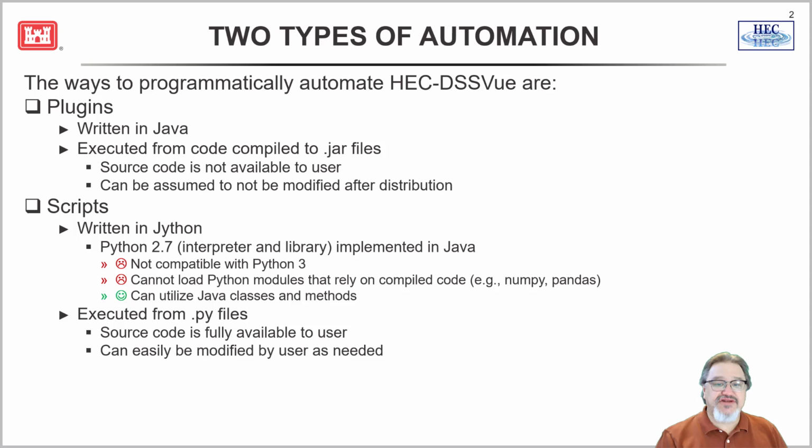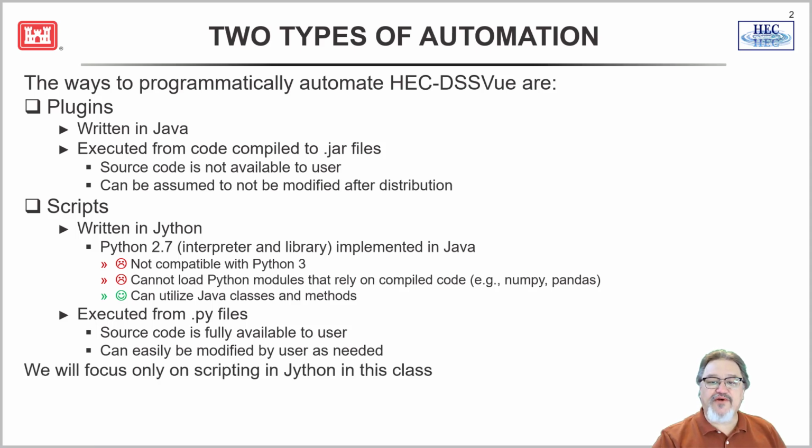Having laid all this out, we will only look at scripting in this lecture and the following workshop. We don't have a workshop about writing DSSVue plugins, although if you are a Java programmer, we can give you tips on how to do that, and it's not magic. It's completely doable, and any user can write their own plugin if they're used to using Java and compiling in Java. Okay, so we will only focus on scripting in this class. Those are two types of automation, and we've thrown one of them out. We're going to only look at the other one.